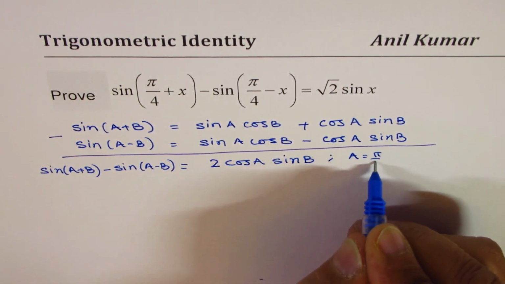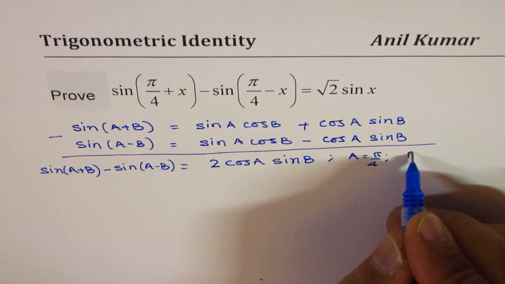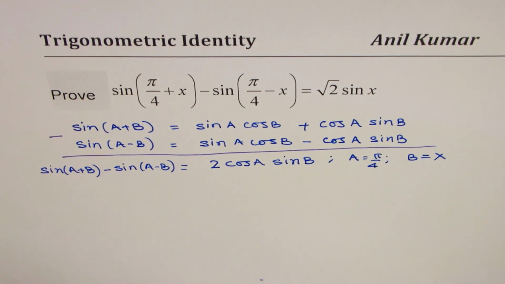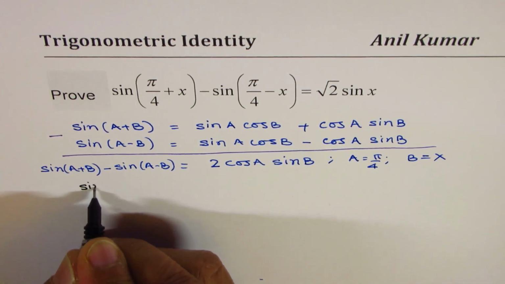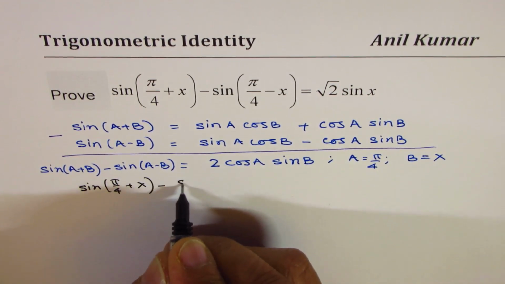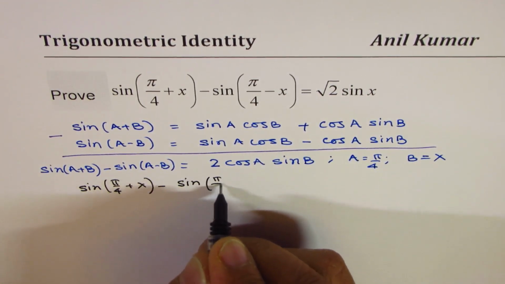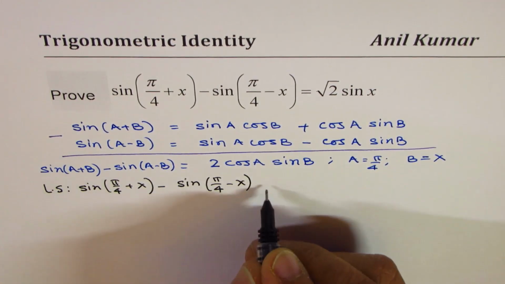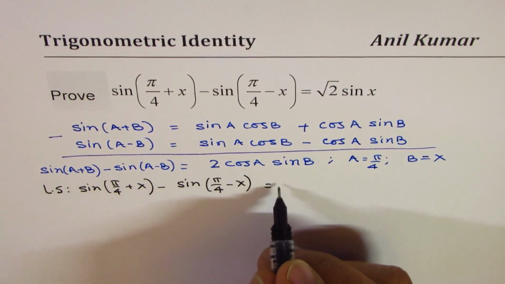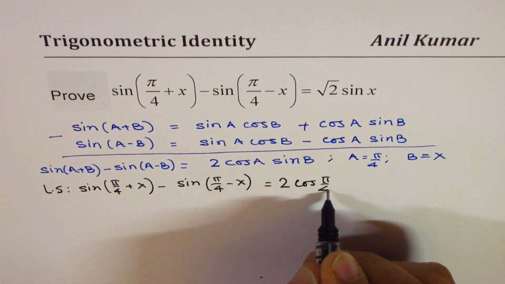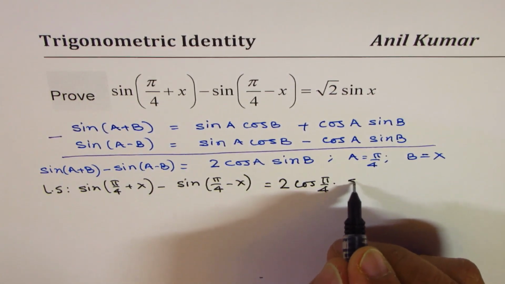Now in our case, A is pi by 4 and B is x. And therefore, we can now rewrite the question: sine of pi by 4 plus x minus sine of pi by 4 minus x, which is the left side, equals 2 times cos of pi by 4 times sine of x.